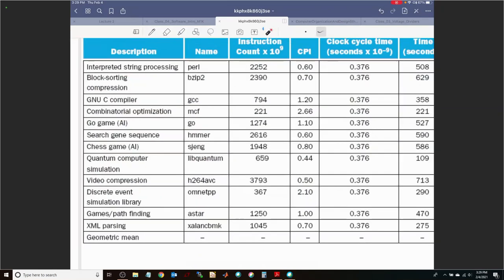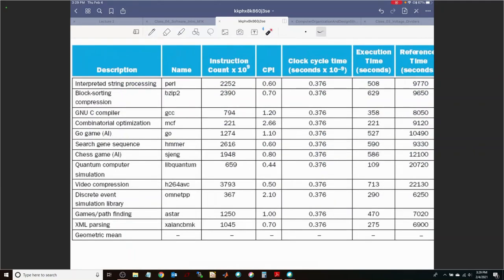Now, we saw earlier that when we were trying to compare computers, we were looking at CPU time. We are not trying to look at clock rate. We are not trying to look at MIPS. We are not trying to just look at CPI. We were trying to look at CPU time. And CPU time was the product of instruction count, CPI, and the clock cycle time. So if you multiply these three, you should get execution time, also called the CPU time, in seconds.